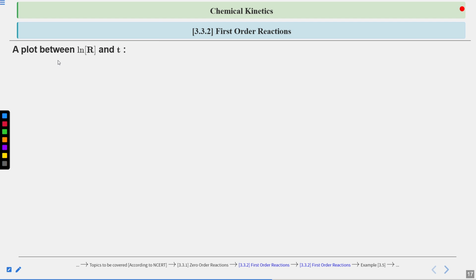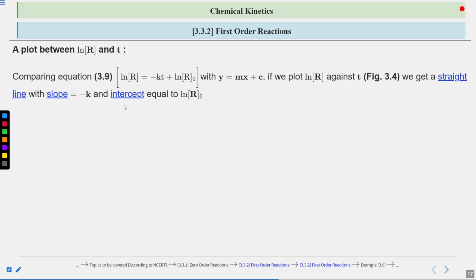Now let's see the plot between the ln of reactant concentration and time t. So comparing equation 3.9, that is ln r equals to minus kt plus ln r0, with y equals to mx plus c. If we plot the ln of r against the time, which is marked as figure 3.4, we get a straight line with slope minus k and intercept equal to ln of r0.